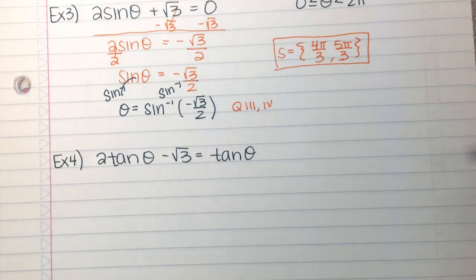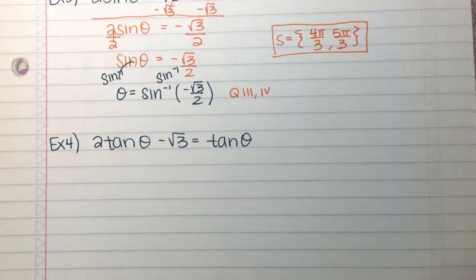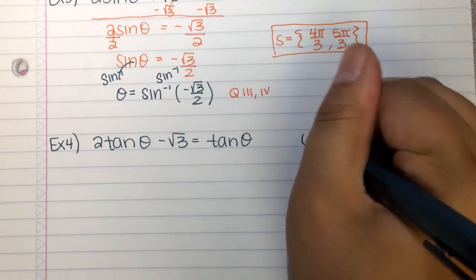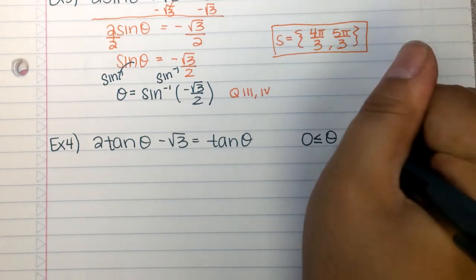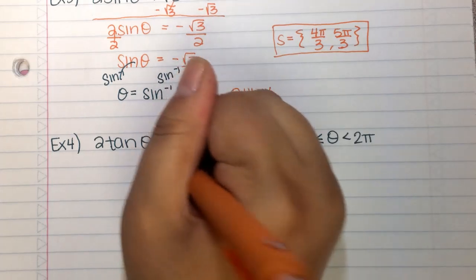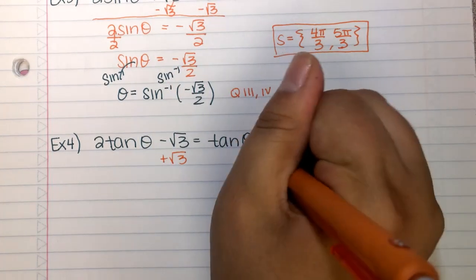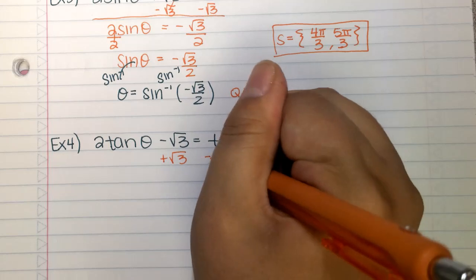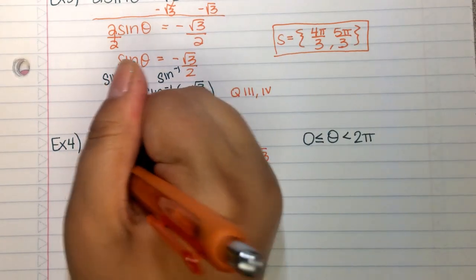Alright, here's example 4. 2 tan of theta minus the square root of 3 equals tan of theta, on the interval 0 is less than or equal to theta is less than 2 pi. So between 0 and 2 pi. What is my first step? I'm going to move the square root of 3 to the right side and subtract tan so I can make the tans come together.